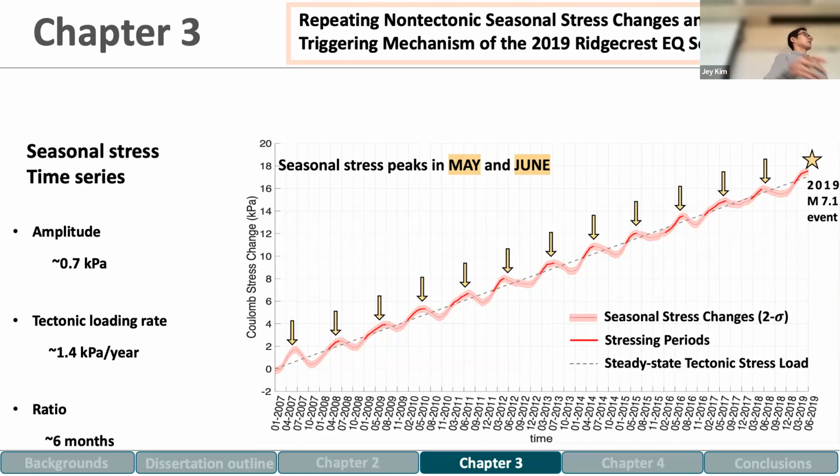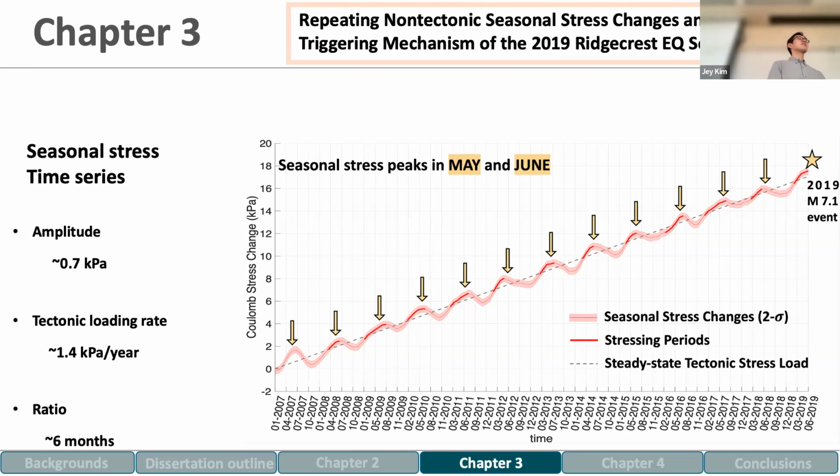That's another way to go. But here I'm comparing my kinematic model with the earthquake events. There are some studies about that. So I did two different things. From the clustered catalog, I already know the exact timing of earthquakes.